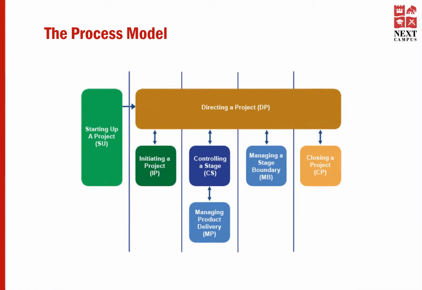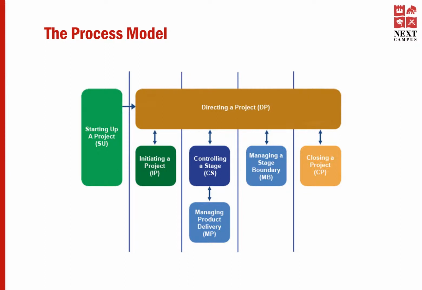Now let's have a look at the process model of Prince2. The figure that you see on screen indicates all the stages involved in a Prince2 project. On the left side, what you see is starting up a project. This is the first stage of a Prince2 project. Once you start up the project, the next phase is initiating the project, which is also known as IP.